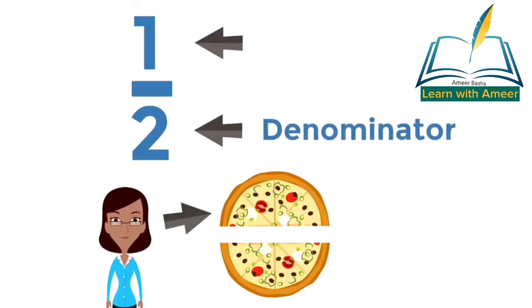The number which is below, it's called denominator children. The number which is below, it's called denominator, and the number which is on top, it's called numerator children. Denominator, down one, and the top part is numerator.